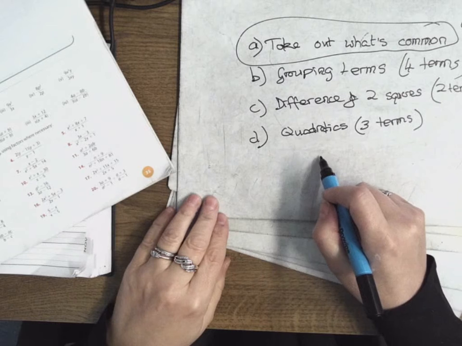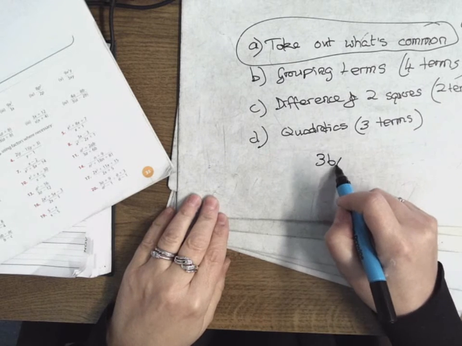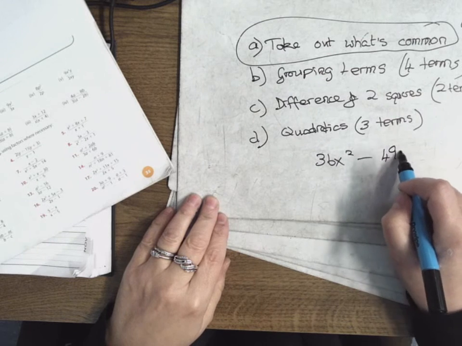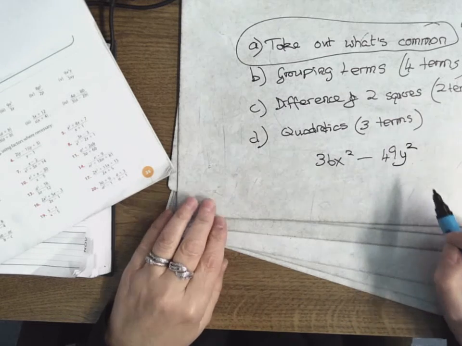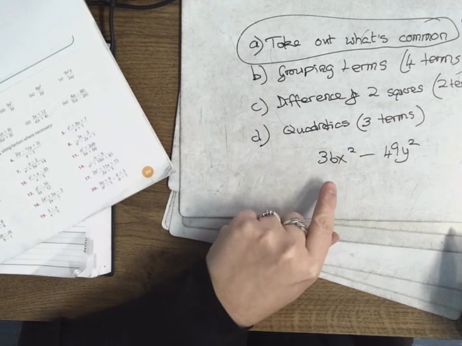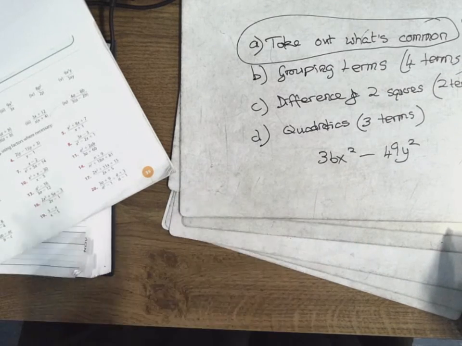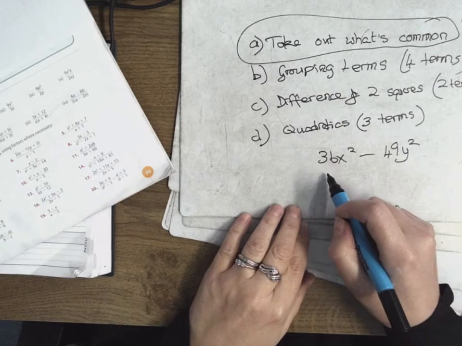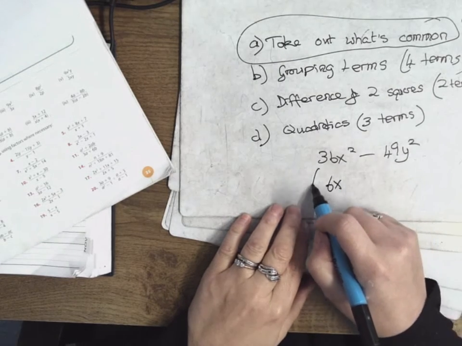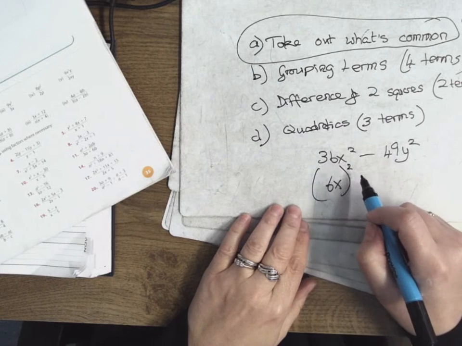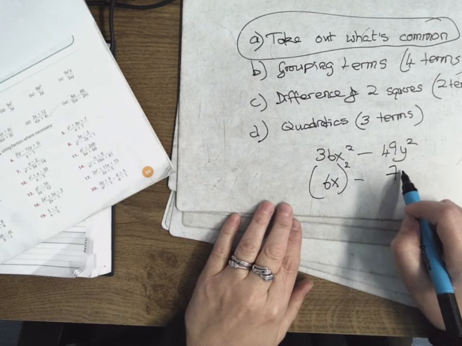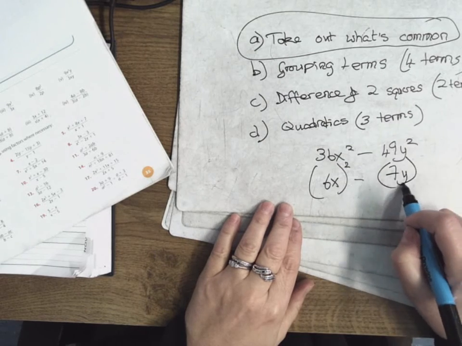Difference of 2 squares would be something like 36x squared take away 49y squared. So it's something squared, take away something squared. What squared will give me 36x squared? Ask yourself, what squared will give you 36? 6. And an x squared will give you x squared, so 6x all squared. Would you agree? What squared will give you 49y squared? 7. So that's 7y all squared, isn't it?